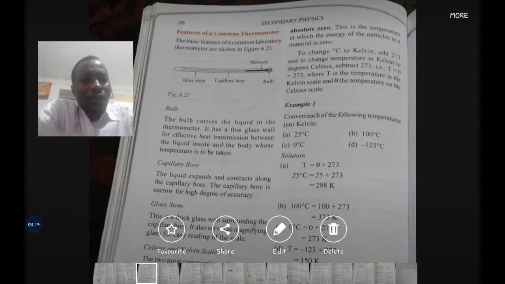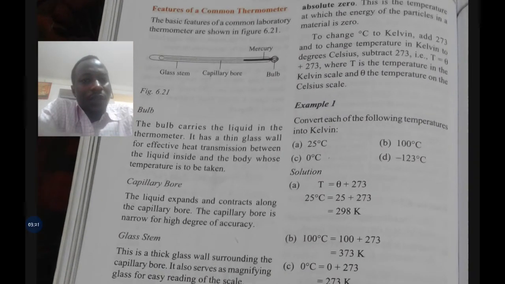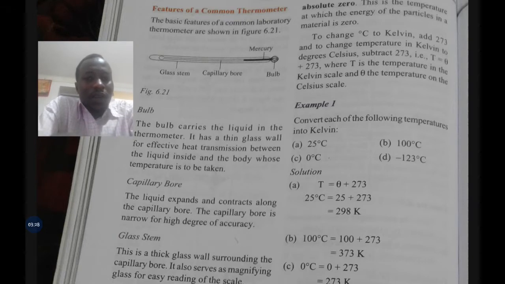Now, what are some of the features of a common thermometer? Remember, we have different types of thermometer. We have the common thermometer, the one that is used in our labs for practicals. We have the clinical thermometer. This one is used in hospitals to determine the temperature of a patient. We have the maximum and minimum thermometer, what we call the six thermometer. That one also is used in the weather stations and such places.